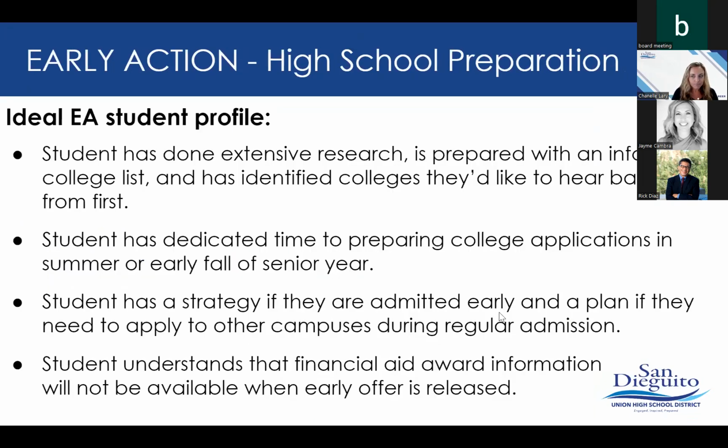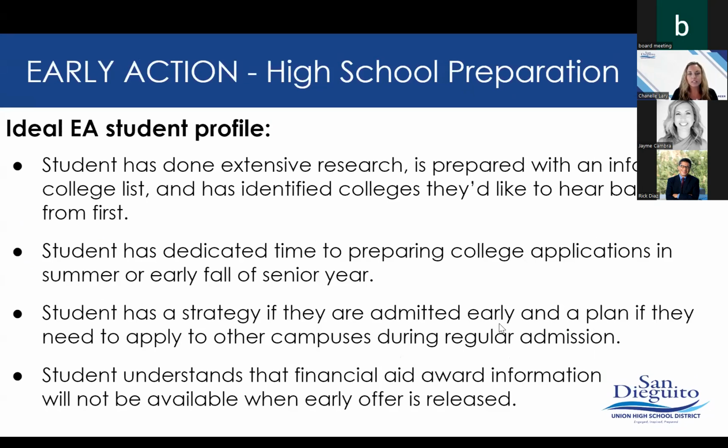So an ideal early action student profile, again, this student has done extensive research, is well informed about the colleges that they'd like to apply to. They've looked into all of those admission websites. They've identified the criteria. They've looked at those requirements. They've gone through and identified the schools that are strong matches for them academically, socially, geographically. They have dedicated time to preparing those college apps, oftentimes starting in the summer. Many of the college applications do open July and August. So students who want to get a head start and they've just had this on their mind since second semester of junior year, and they really started that process early.